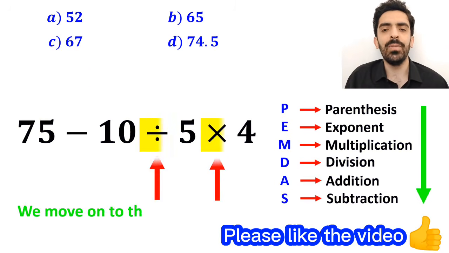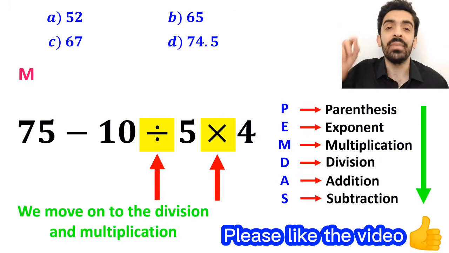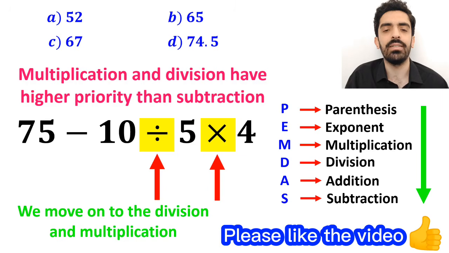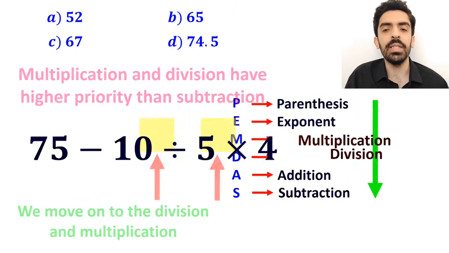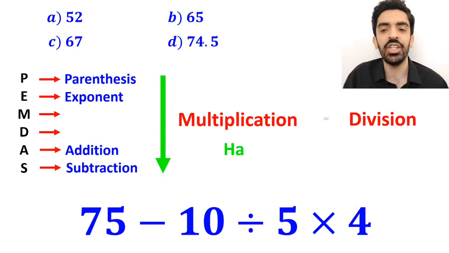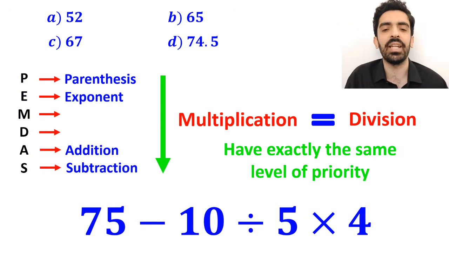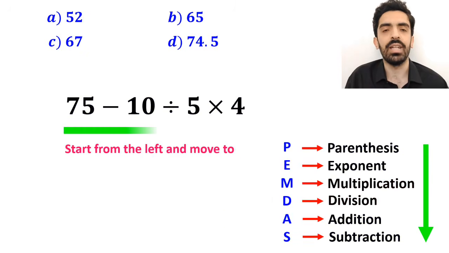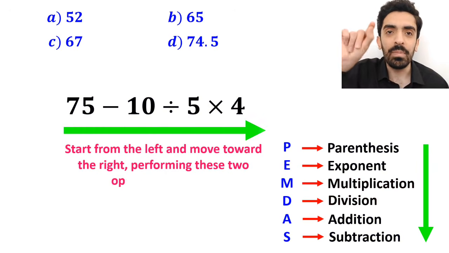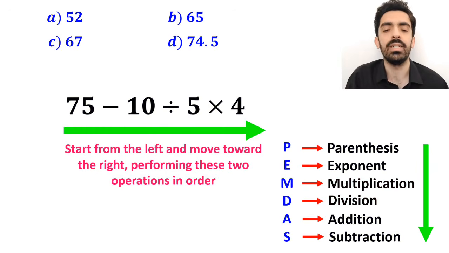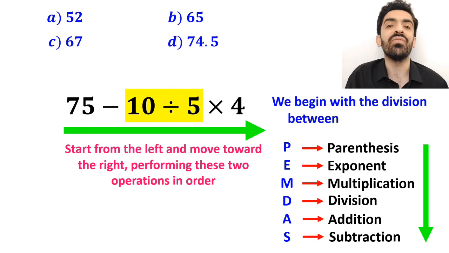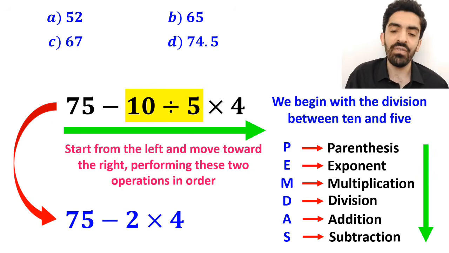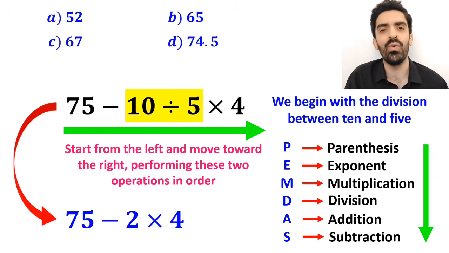In the next step, we move on to the division and multiplication, because multiplication and division have higher priority than subtraction. However, it's really important to understand that multiplication and division have exactly the same level of priority. In this situation, the best approach is to start from the left and move toward the right, performing these two operations in order. So, we begin with the division between 10 and 5, and instead of this expression, we can write 75 minus 2 times 4.